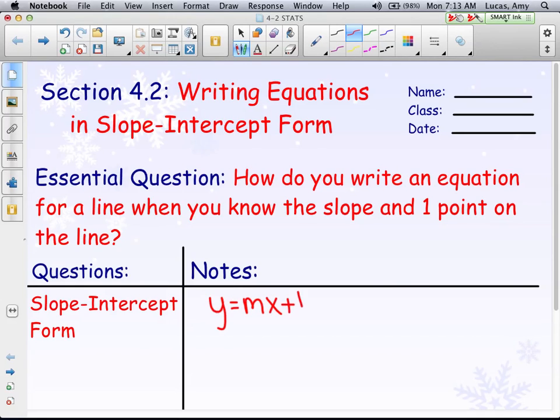The difference is that we will be given the slope of the line. We will not be given the y-intercept though. We will be given a different point on the line. So in this section, we're going to teach you how you can come up with the slope-intercept equation when you're not given both the slope and the intercept. So for the first part, you're given the slope and one point on the line.